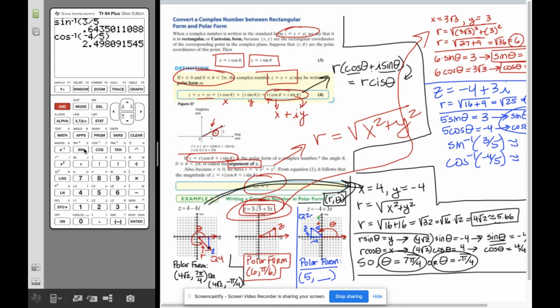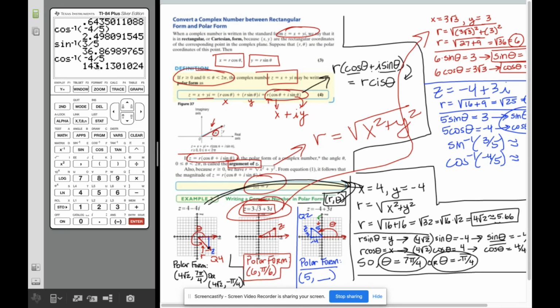So if I do the inverse sine of 3/5, I get about 36 degrees. If I do the inverse cosine of -4/5, I get about 143. So the 143 is also 2.49, or let's call that 2.5 radians. So I'm going to use that one. That's going to be the one that will make the most sense.